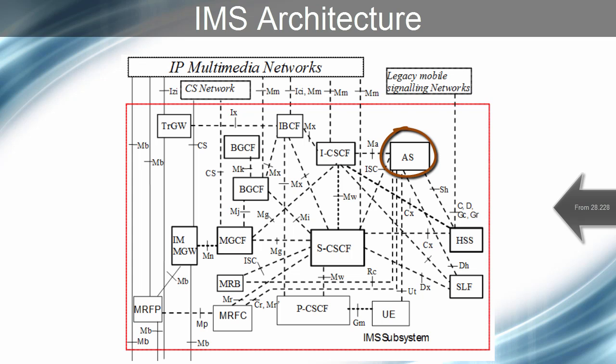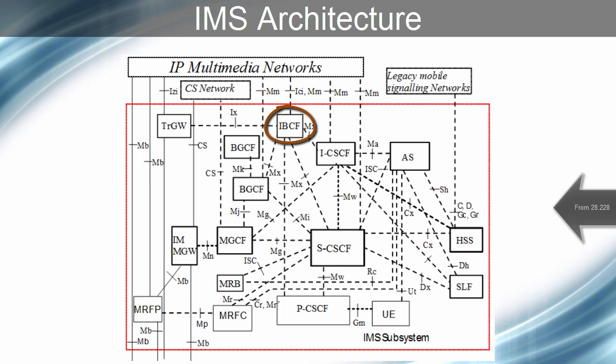Application server runs various applications used for value-added services. HSS has got data related to a user's profile. SLF is used to select HSS for a user. BGCF chooses an appropriate MGCF for call that has source or destination in CS network. MGCF controls the Media Gateway. Media Gateway does the user plane processing for a call that has source or destination in CS network.